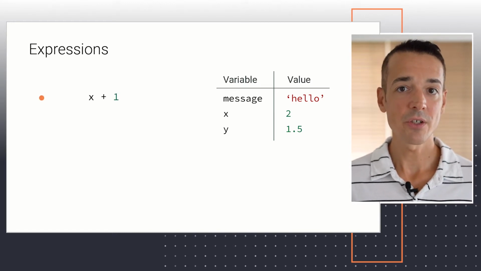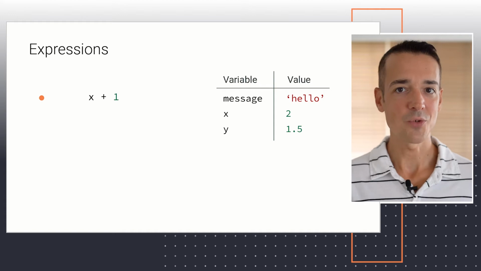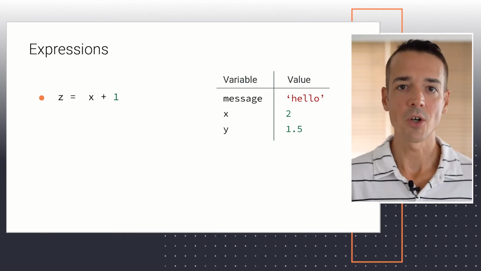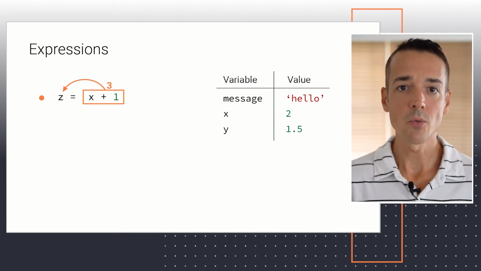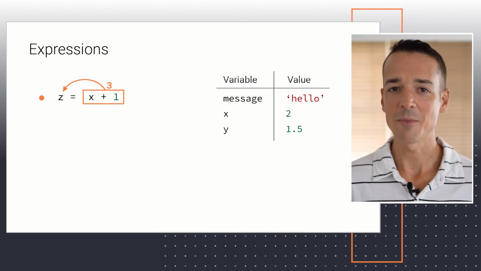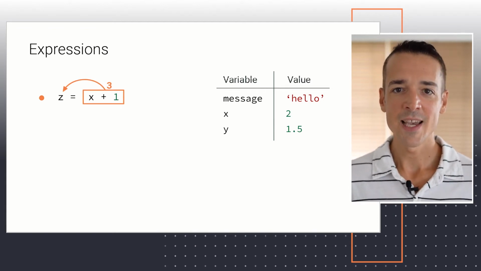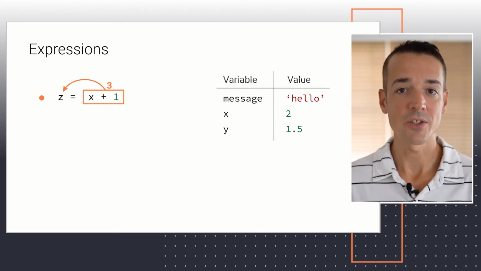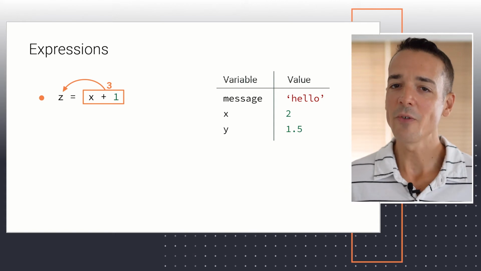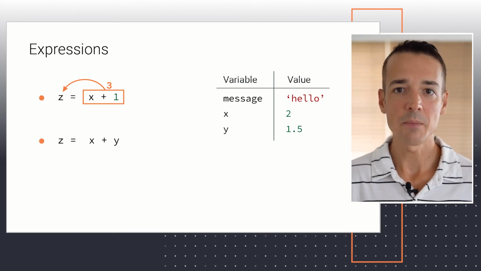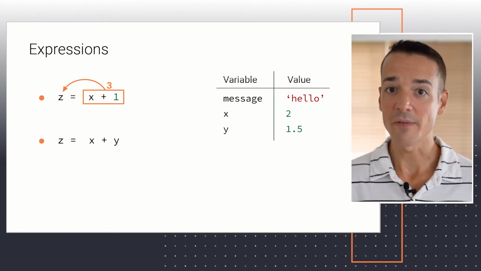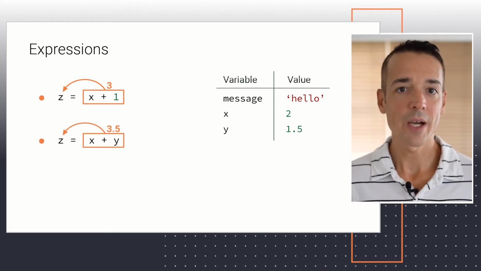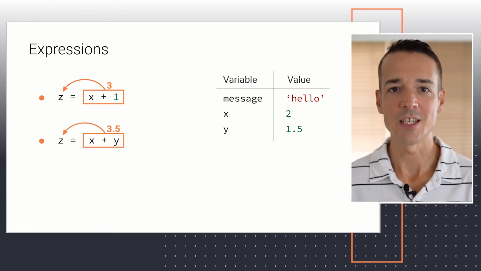The following expression reads the value of x and adds 1 to it. If we then assign this expression to a new variable called z, this variable will store the operation result, namely 3. In an expression, we're not restricted to the use of one variable and a constant value. We can also add two variables. In the next example, the value of x is added to the value of y, and the result, 3.5, overrides the previous value of variable z.